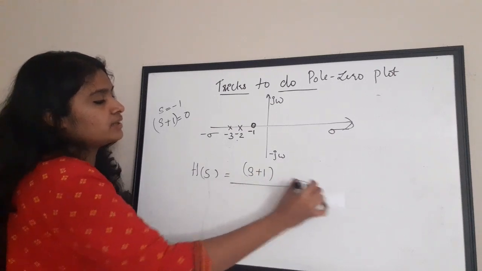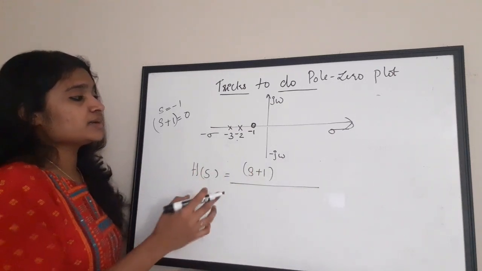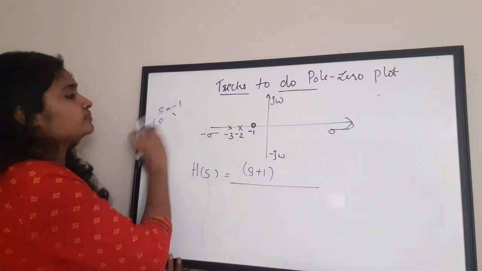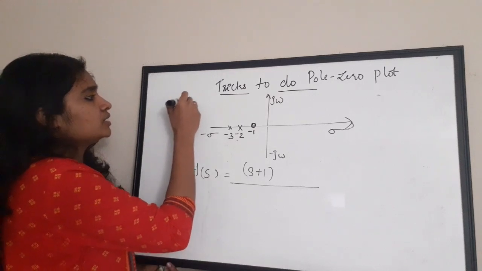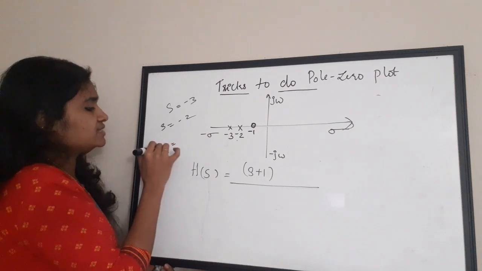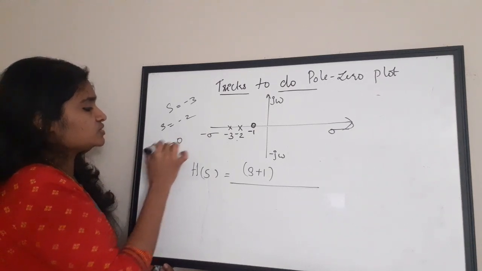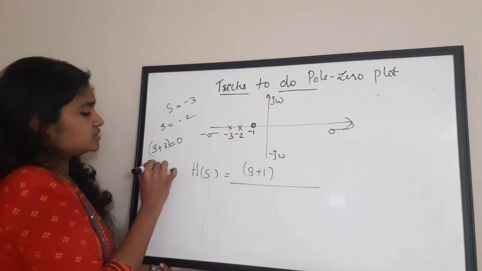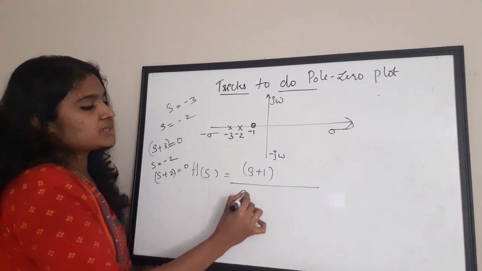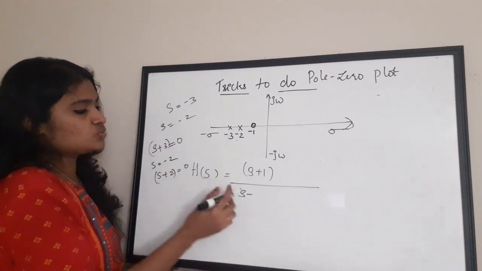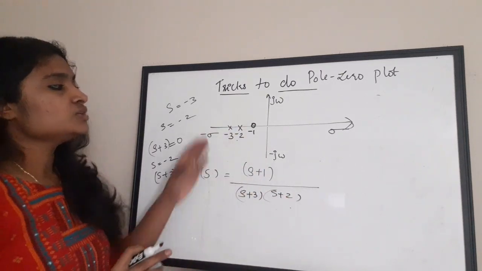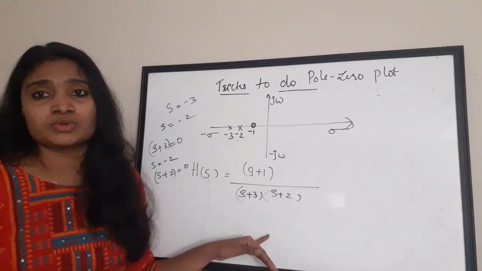What are the denominators? Denominators are actually the factors of your poles. The pole values are at -3 and -2. So s is equal to -3, or s plus 3 is equal to 0, and s is equal to -2, then s plus 2 is equal to 0. So the pole values are at -3 and -2, and the factors are s plus 3 and s plus 2. This is how you have to write the transfer function from the pole zero plot in reverse.